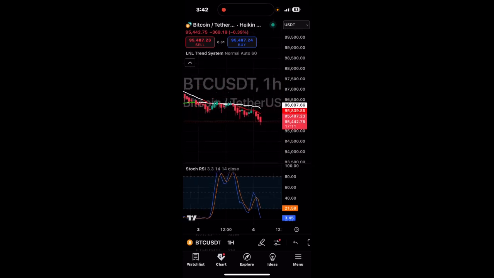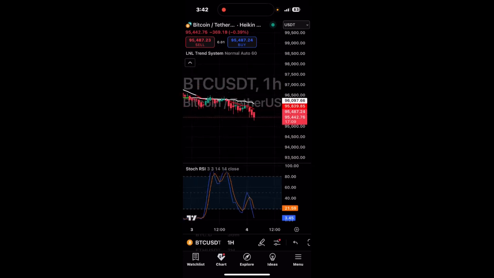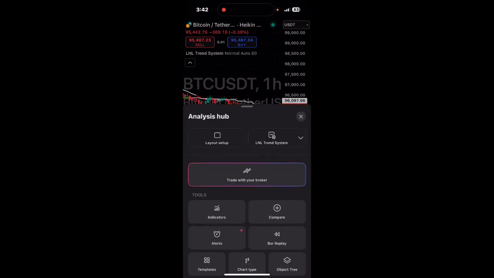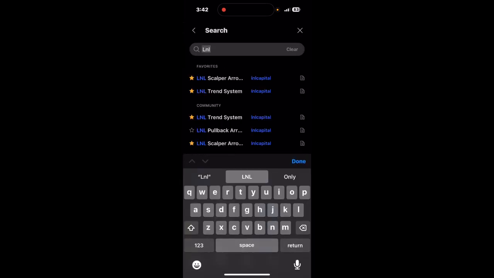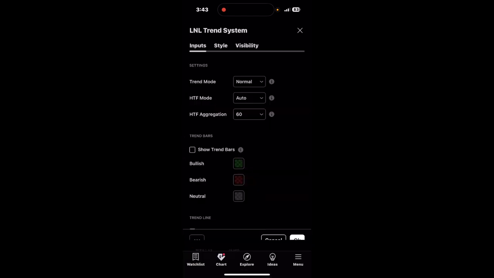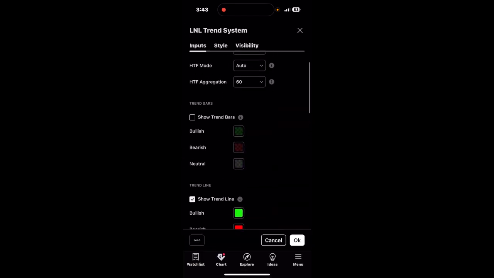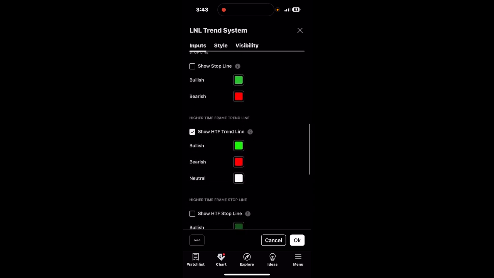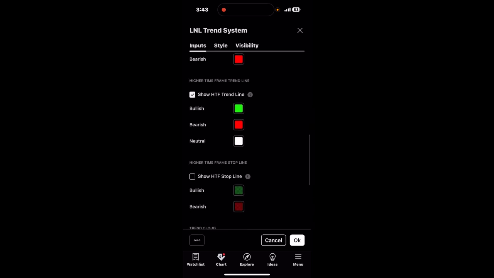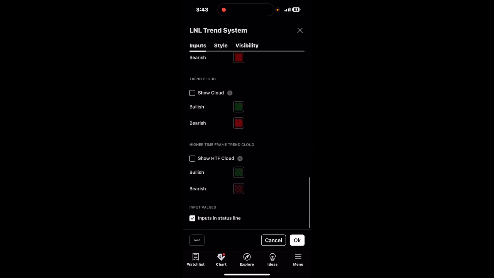Okay, to set this up, you just need your LNL trend system. So you go to your settings, go to indicators, punch in LNL trend system. It's by LNL Capital. By default, you're going to check everything off. You only need the show trend line, and make sure all your colors are bright and stand out. My neutral I have as white. And then you need show HTF trend line. Make sure all colors stand out. You don't need anything else on here.